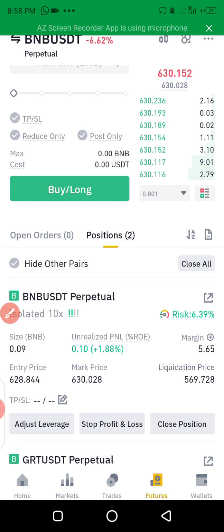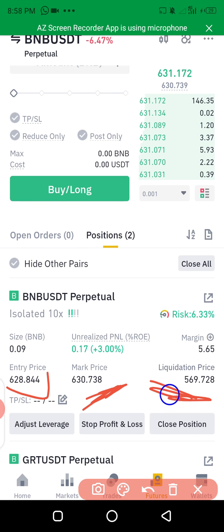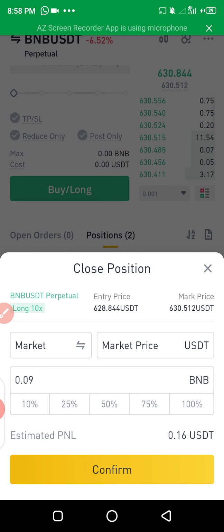This is my entry price. Your entry price will be shown. My entry price is $628.84. This is the mark price, which is the present price, and this is the liquidation price. Okay, let me close this position and reopen another one as a typical example.